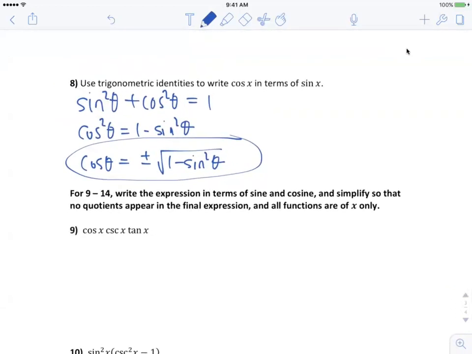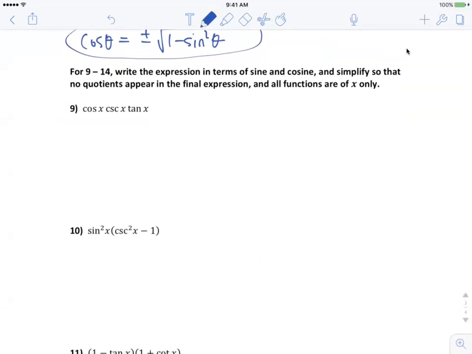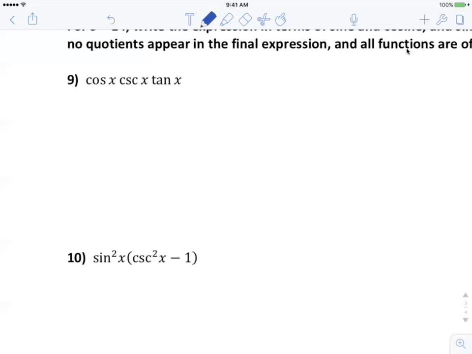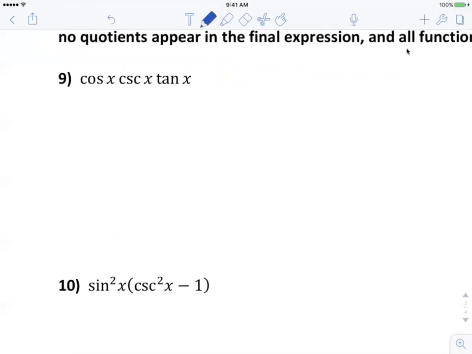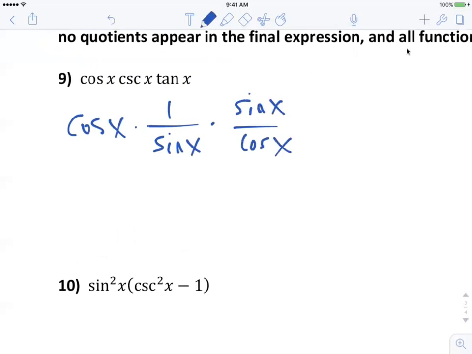Okay, so for the rest of these problems, we need to try to write the expression in terms of sine and cosine and simplify so that you have no quotients, so no fractions, and all functions are of x only. So no negative x is what that means. Okay, so what can we do with this one? Cosine, cosecant, tangent. So cosine, there's not much you can do with that. I will leave it cosine. Cosecant, I know by the reciprocal identity, is 1 over sine. And tangent is sine over cosine. Okay, and if it helps, then we can think of that cosine as cosine over 1.